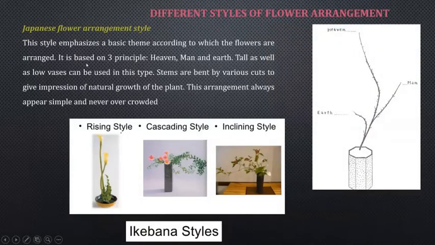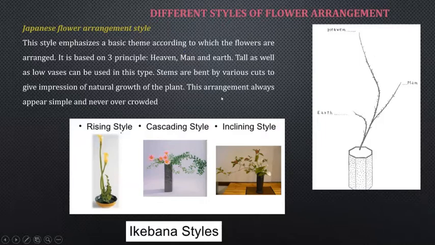So next is Japanese flower arrangement style. This Japanese flower arrangement is based on three principles: heaven, man, and earth. The tallest stem is considered heaven, a little shorter than that is considered man, and the very shortest stem is considered earth. So these arrangements are in three different levels.